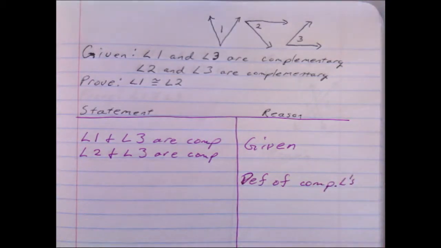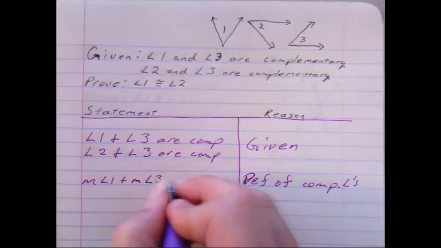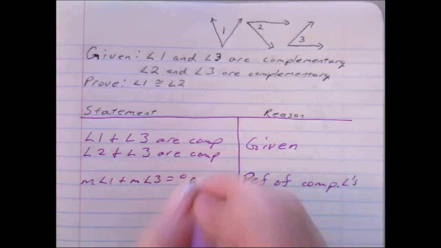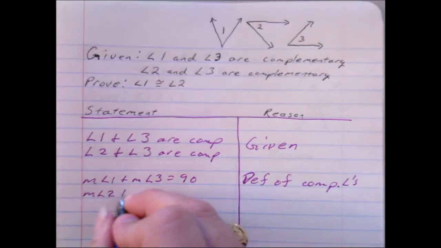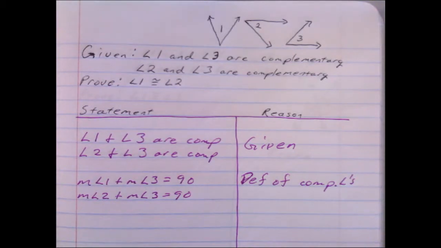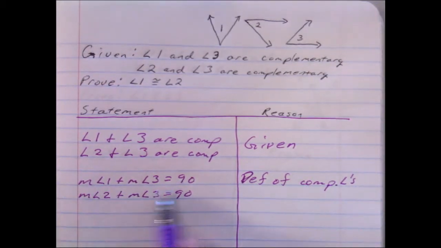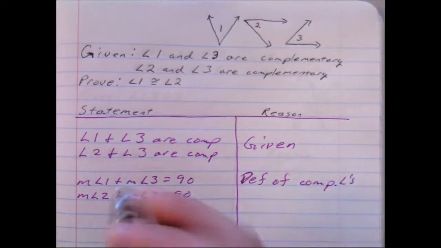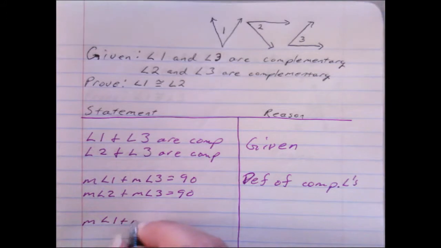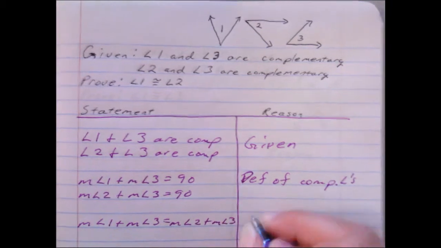So what does it mean to be complementary? If we add them together, we should get 90. So the measure of angle 1 plus the measure of angle 3 equals 90. And the measure of angle 2 plus the measure of angle 3 equals 90. Okay? So then our next step here is we're actually going to substitute. We're going to take this 2 plus 3 and plug it in for the 90 since we know that it equals 90. So the measure of angle 1 plus the measure of angle 3 equals the measure of angle 2 plus the measure of angle 3. So that is substitution.